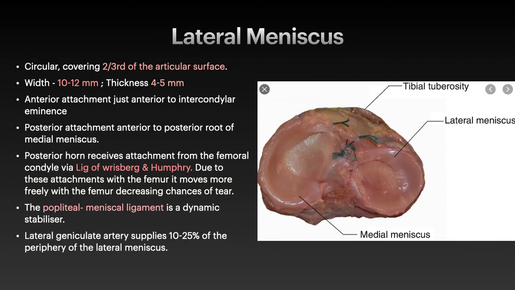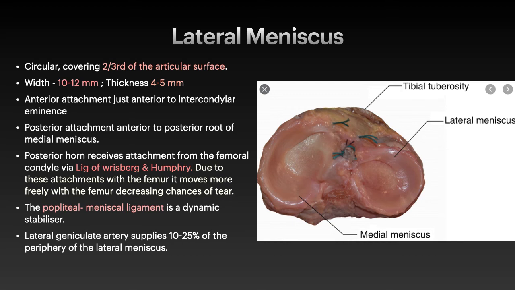Coming to intra-articular structures of the lateral part of the knee, the most important structure is the lateral meniscus. It is a more circular structure as compared to the medial meniscus. It covers about 2/3 of the entire lateral articular surface. It is about 10 to 12 mm in width and about 4 to 5 mm in thickness. The anterior attachment is just anterior to the intercondylar eminence, and the posterior attachment is just anterior to the posterior root of the medial meniscus.